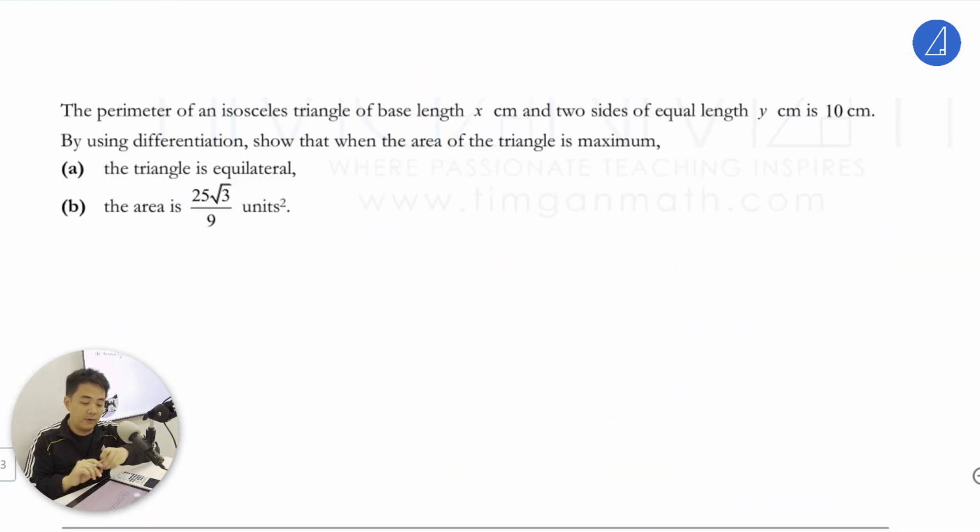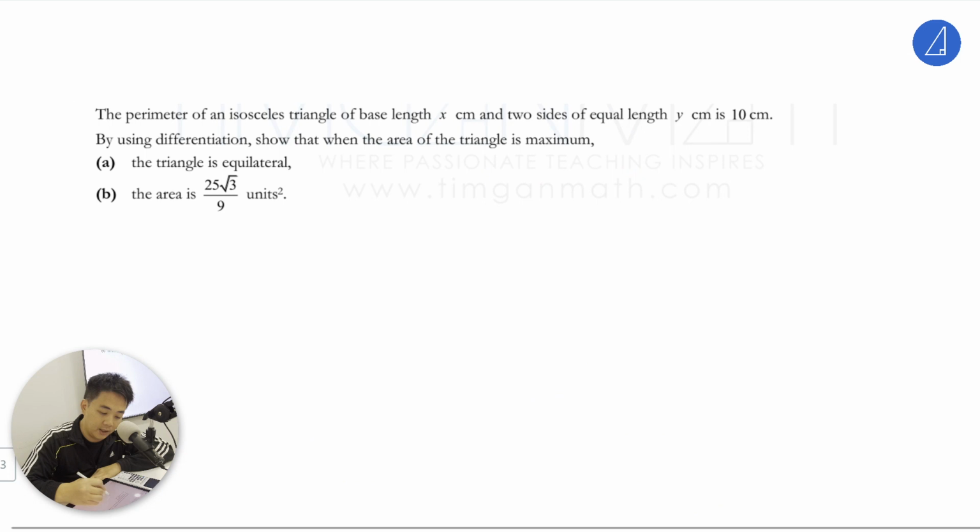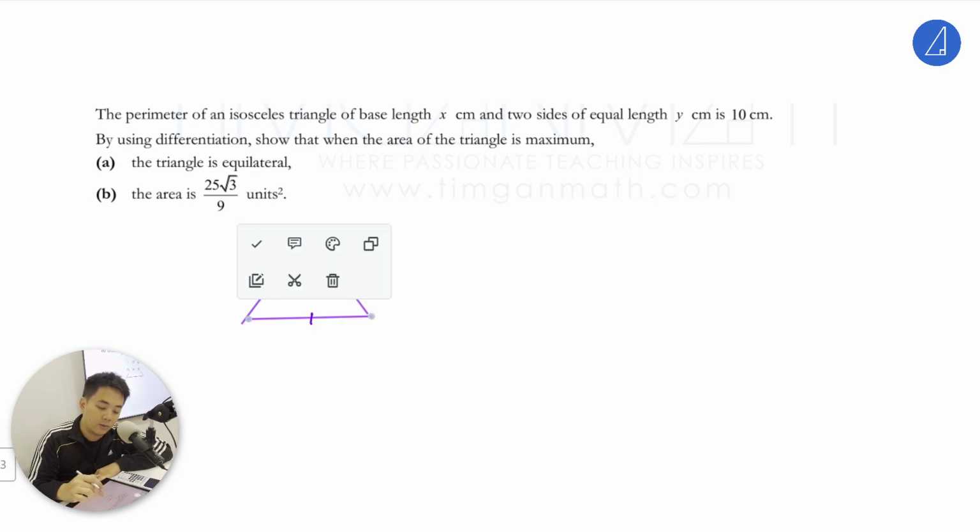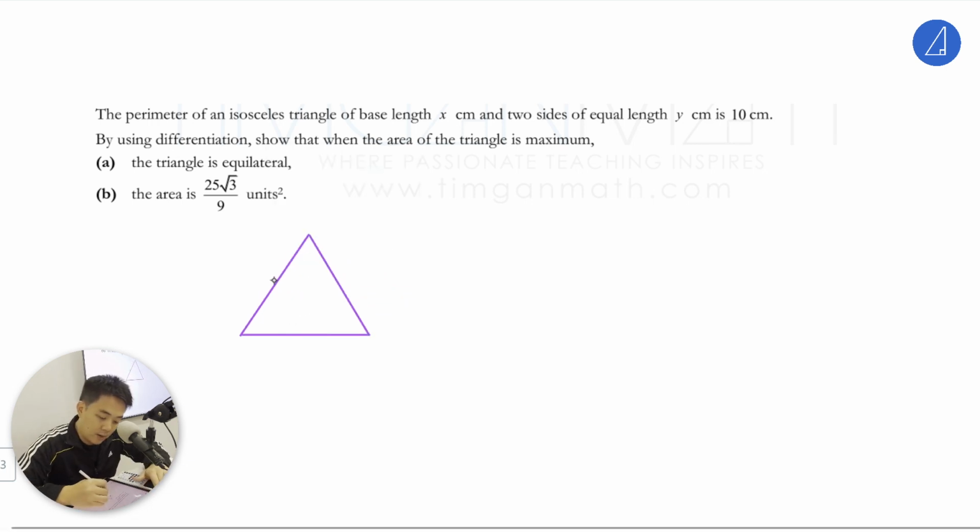So the perimeter of an isosceles triangle. There's a triangle here, isosceles. Isosceles just means two equal sides. So isosceles here, the base length is x. The two equal sides here is y. The perimeter is 10 cm.